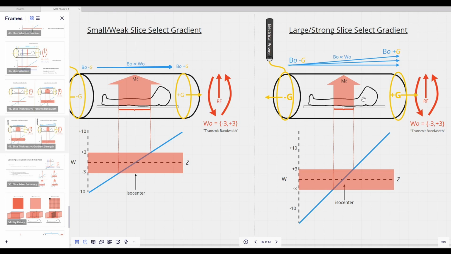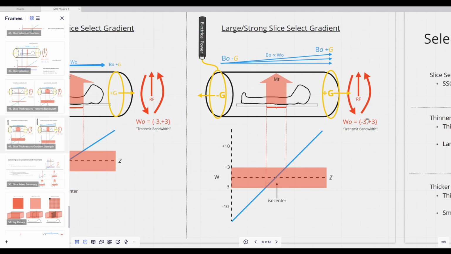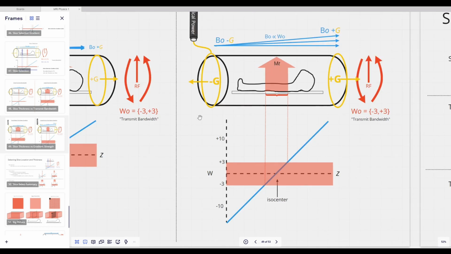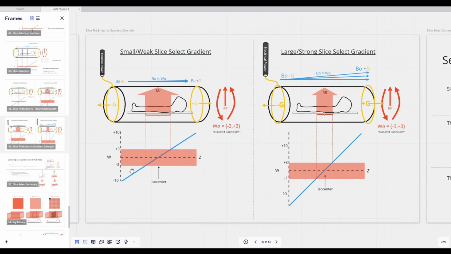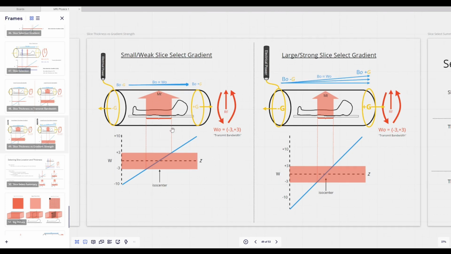And because it's getting much, much stronger, you're covering more distance, or you're covering a greater range of frequencies in a smaller distance, okay? And so our slice is smaller than it was over here. Everything else is the same about these. The only thing that's changed is the slope of the gradient. How strong is our gradient? Here we have a stronger gradient, and so our slice is smaller. Here we have a weaker gradient, and so our slice is thicker. Weaker gradient, thicker slice, stronger gradient, smaller slice. Because this is occurring over a shorter distance.